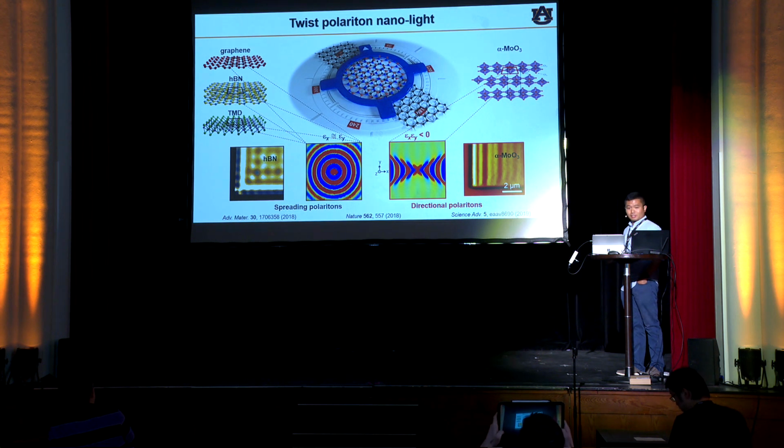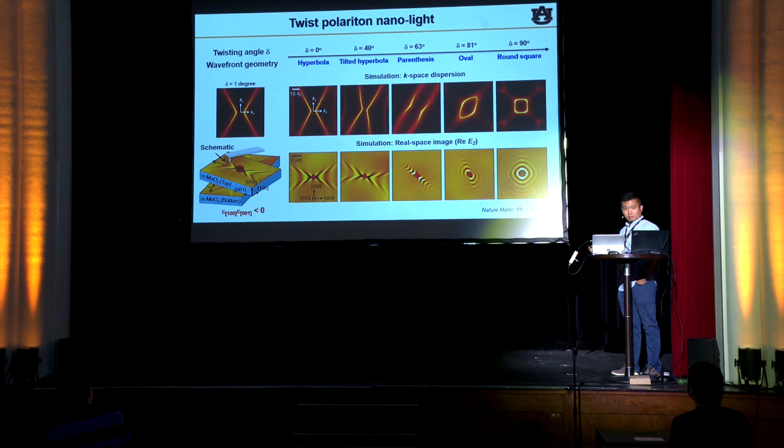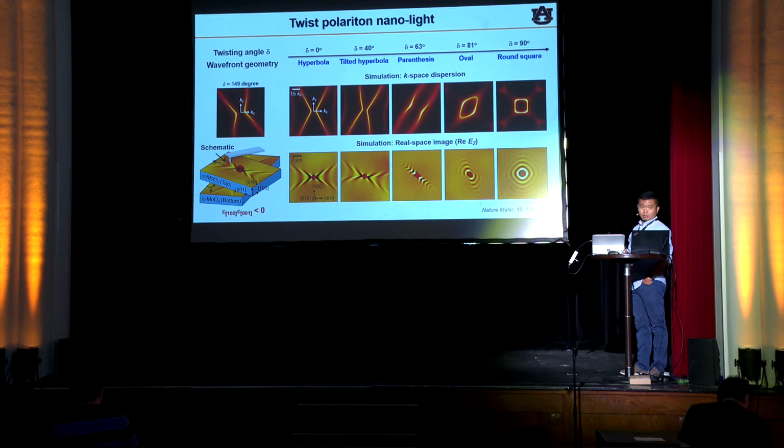If you ask, what is the inspiration? Here it is. You see that Auburn University is in the state of Alabama. So we just see this X shape every day, all right? So with this inspiration from our state flag, we did a simulation by stacking two MoO3 slabs and then twisting their relative rotation angles. In the simulation, we see that the nanolight wavefront could be engineered over a very broad twisting angle range.